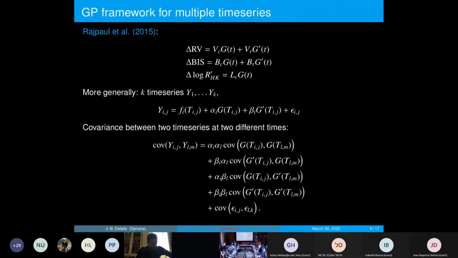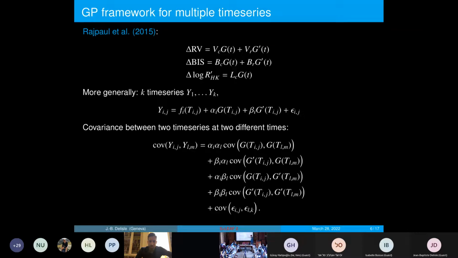So again, here, the Gaussian process G, we don't know the precise time series of it, but we assume a kernel for the Gaussian process and thus some correlation between the measurements. And because we use the same Gaussian process in all the time series, we will have some correlation between all our measurements. So the measurements of the radial velocity at a given time will have some correlation with the measurement of an indicator at another time. And we need to model the full covariance matrix of all the measurements.